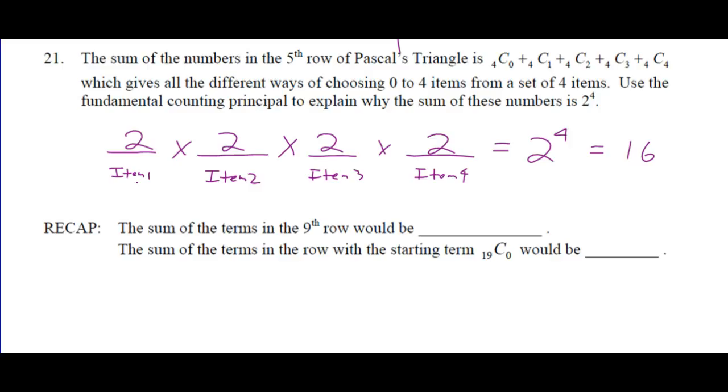6 ways. Recap. The sum of the terms in the 9th row would be 2 to the 8th, which is, yeah. The sum of the terms in the row starting with 19 choose 0 would be 2 to the 19. Okay? That's the recap. That's the nightcap.